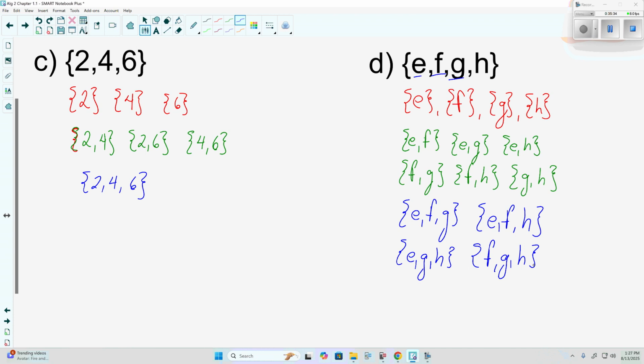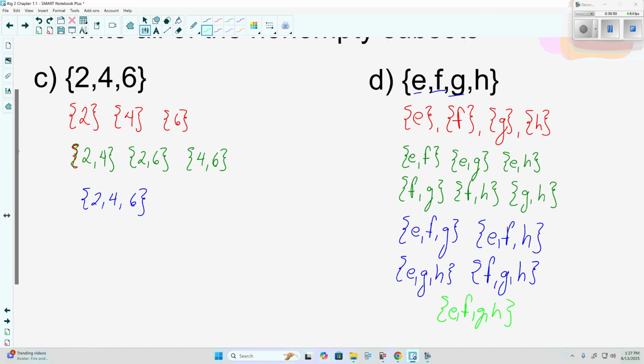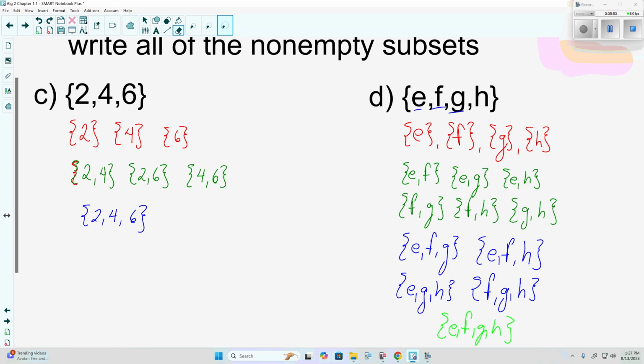Do we have any other subsets left? We could also have itself. One, 2, 3, 4, 5, 6, 7, 8, 9, 10, 13, 14, 15. We got all 15. It's kind of crazy how many subsets we get going that far. Would you agree?